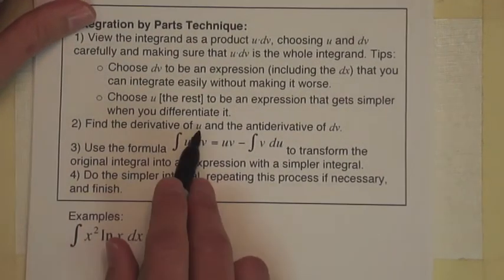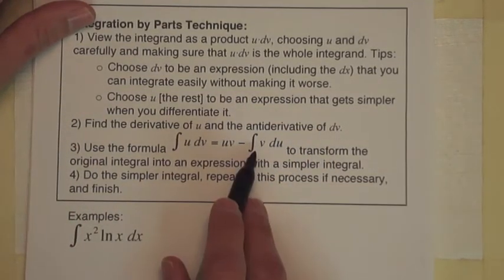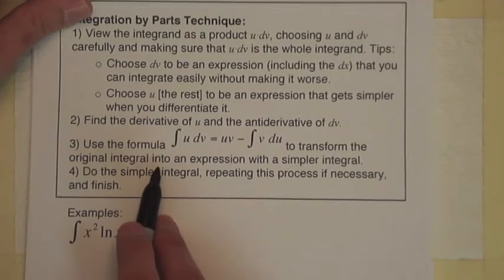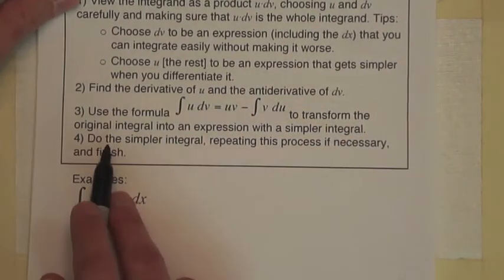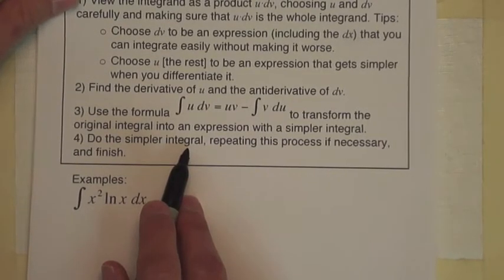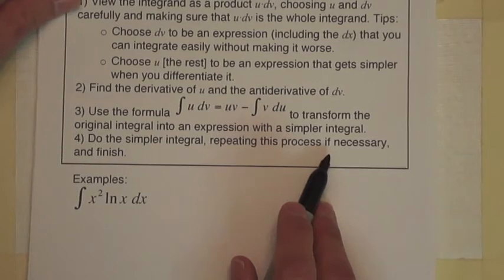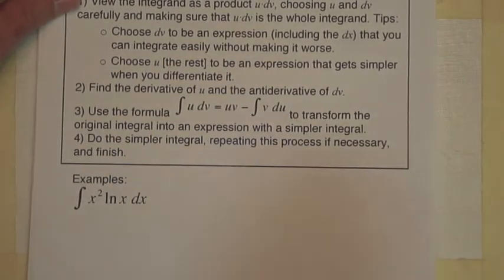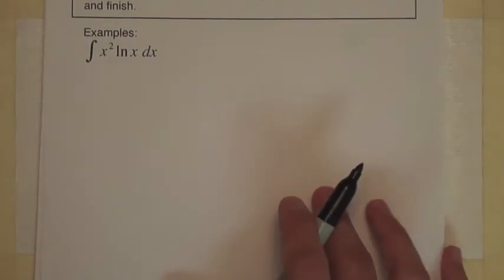Then you have to find the derivative of u and the antiderivative of dv, and use the formula to transform the original integral into an expression with a hopefully simpler integral. And then we do the simpler integral. Sometimes we have to repeat this process, if necessary, on that integral and finish the problem. So, let's do another example.